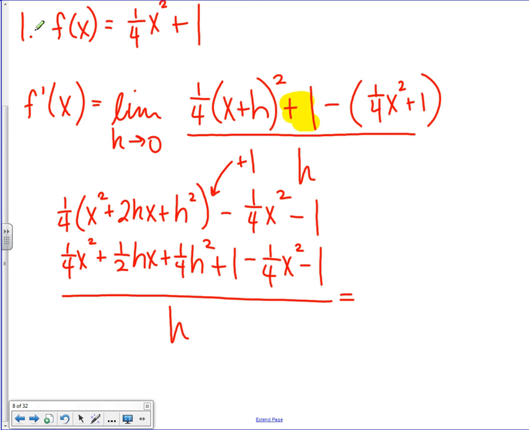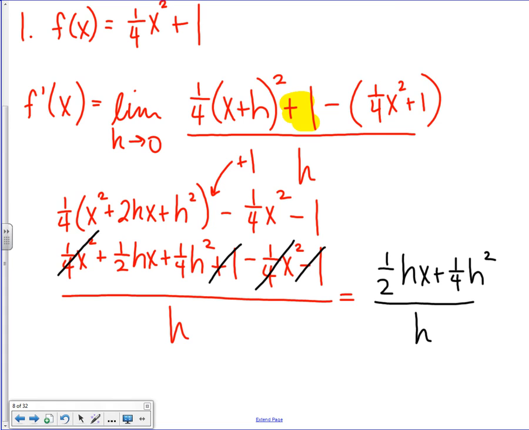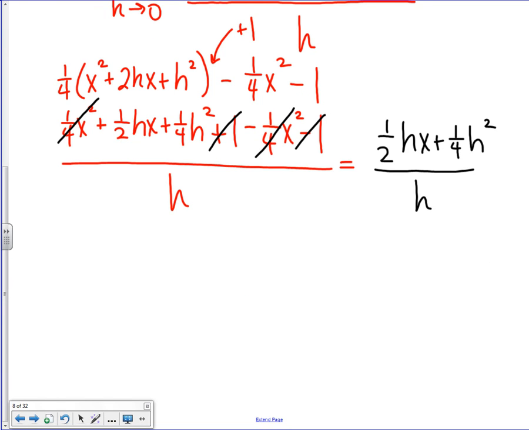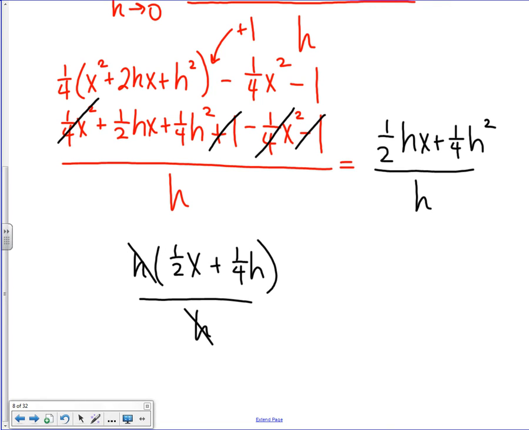Okay. So here we are. If I start to combine my like terms, this goes and this goes. This goes and this goes. And now all I'm left with in my numerator is that. Well, I got to get rid of the h in the bottom. Well, let's factor out the h. And I have this. And they'll cancel. Remember, h was approaching 0. Well, if h approaches 0, all that I have left is that.